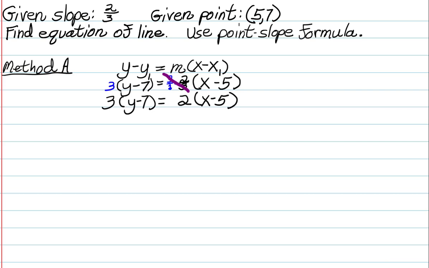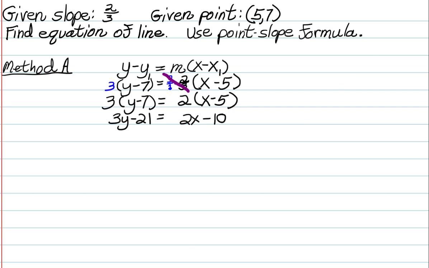Over on the left, I distribute 3 into y minus 7. So I'll say 3 times y minus 3 times 7, which is 21. And then I'll say 2 times x minus 2 times 5, which will be minus 10. Look at that. Could anything be easier?